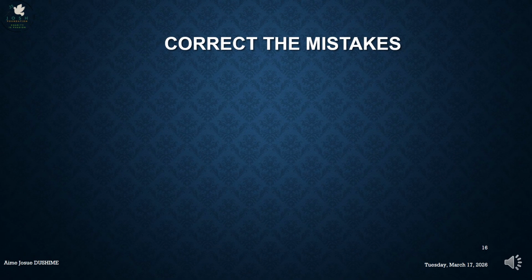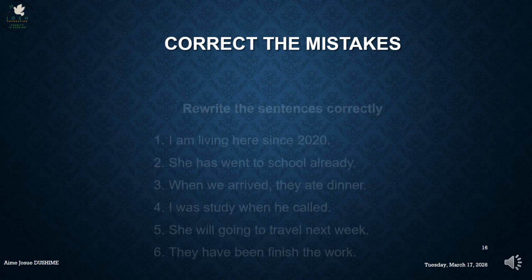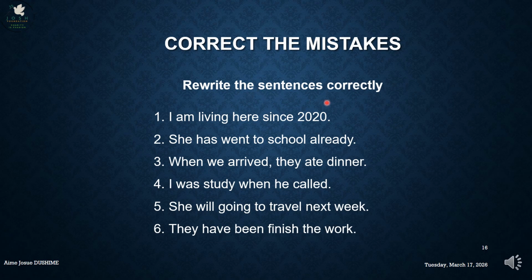Here, to correct the mistakes, you're going to rewrite the sentences correctly. They have mistakes in them, then you just make the good correction out of it. I am living here since 2020. She has went to school already. When we arrived, they ate dinner. I was study when he called. She will going to travel next week. They have been finished the work. You're going to make the correction.